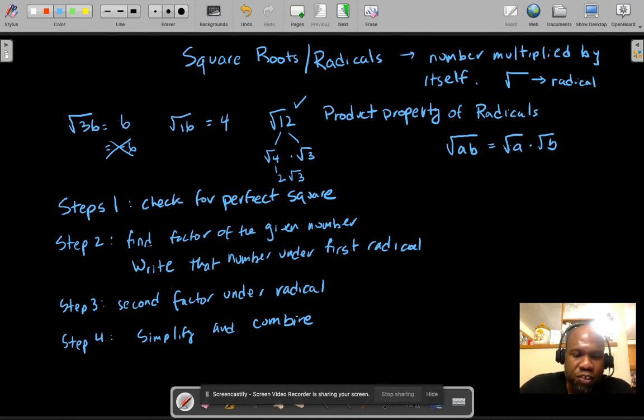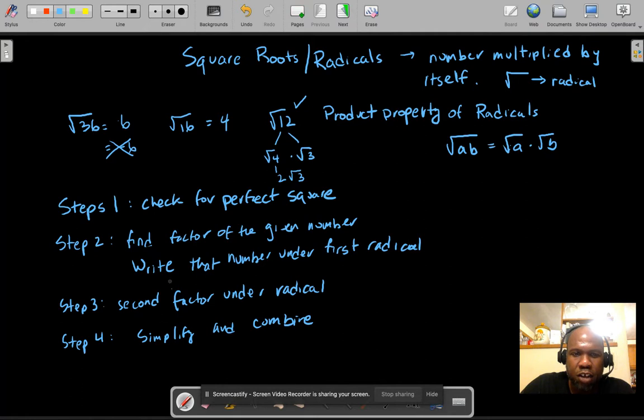Now, what's the second step? We want to find the factor that is a given number and write that number under the first radical. The first one we want to find is the factor, it's got to be that perfect square number. Second, we want to take the second factor and write it under a radical as well, so we have 2 factors. It's similar to what we're going to do, which is called prime factorization, which we did in the do now.